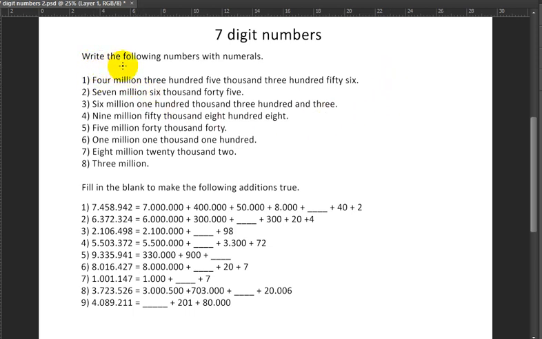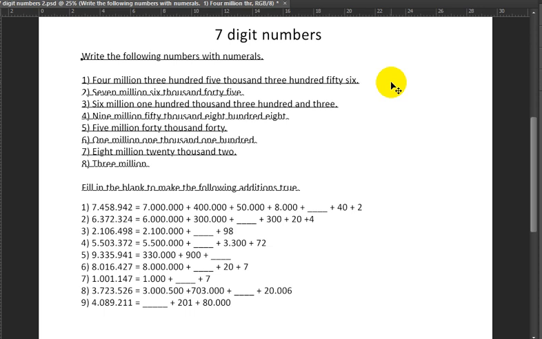In the first exercise we want to write the numbers that are written here with letters, but with numbers. So the first one is 4,305,356. All right. Next up is 7,006,045.